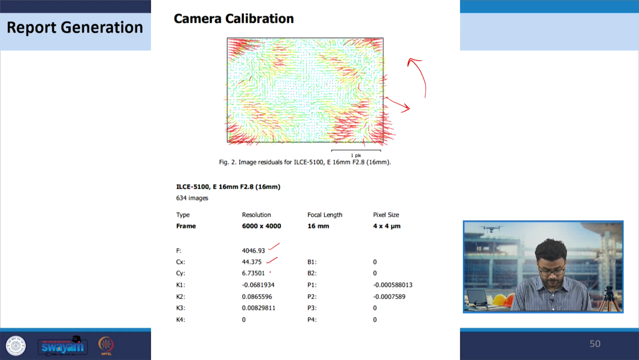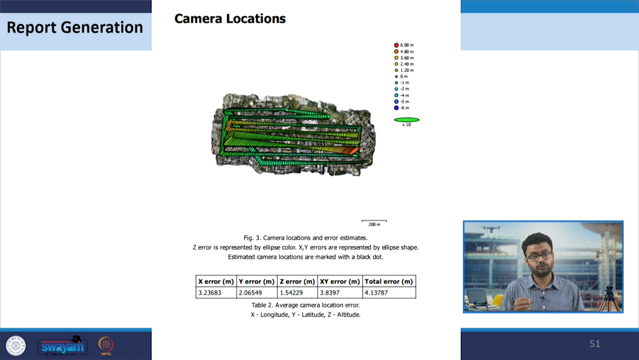The location of principal points was found to be Cx and Cy as given here. Then also tangential and radial camera calibration coefficients are specified here. In addition, it also provides information about the camera locations and the error estimates.